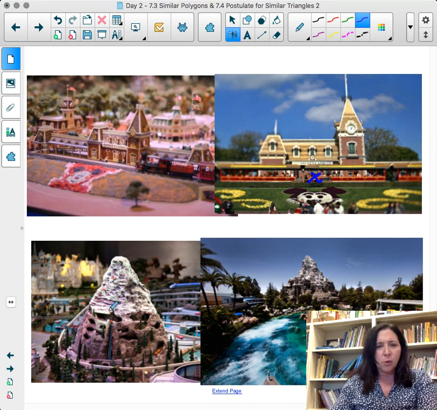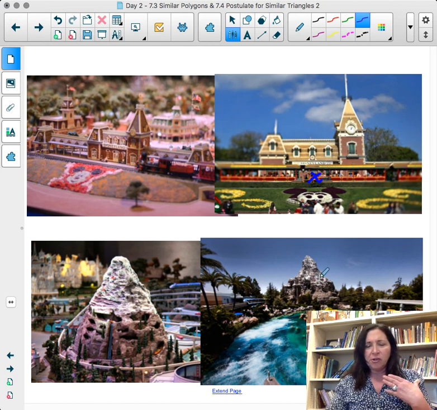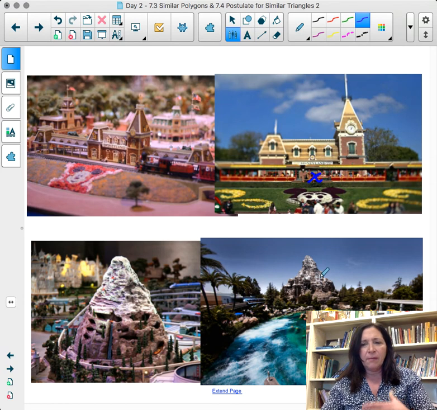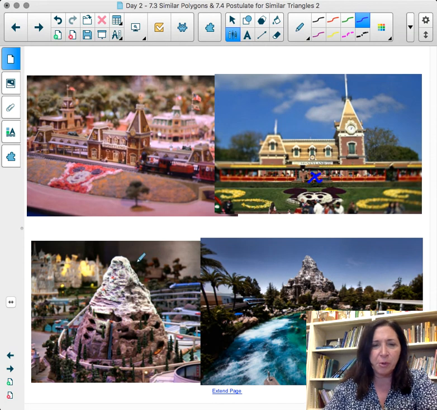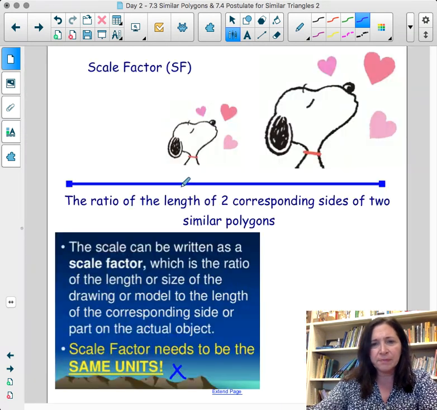Likewise, this is the Matterhorn. This looks very large when I'm up close, but far away, it's like a perspective, okay? Now, the two objects are similar. They have the same shape. They have the same angles, but they're proportional. The sides are proportional, and the two shapes are similar.